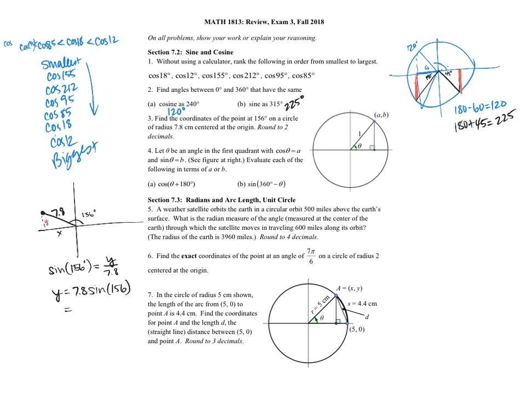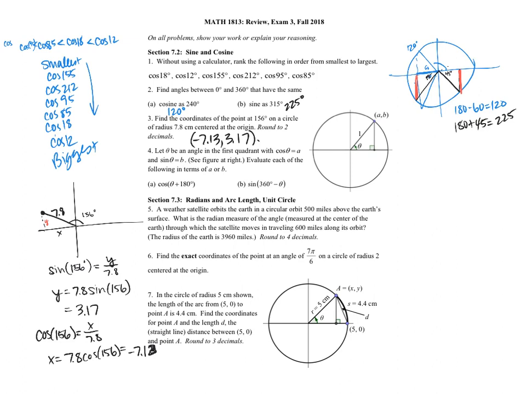And so I get 3.17. Does it say round to 2 decimals? Okay. And I know that cosine of 156 is going to be equal to x over 7.8. So x is equal to 7.8 cosine of 156, which is negative 7.125. So maybe 7.13. Round. So the coordinates are negative 7.13, comma 3.17.